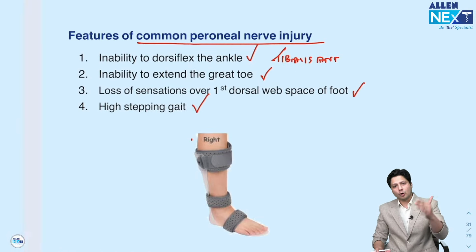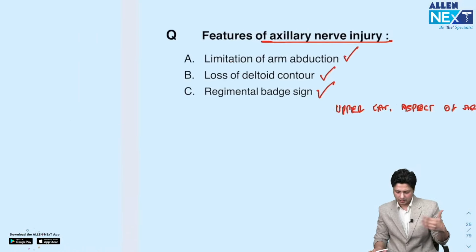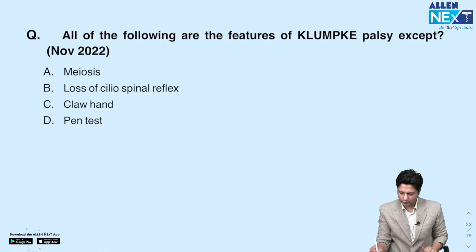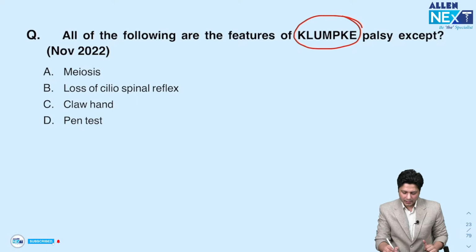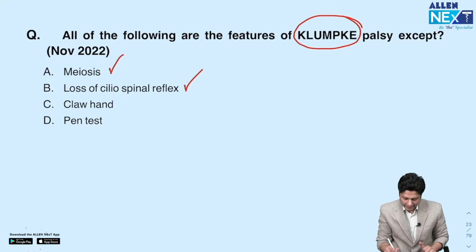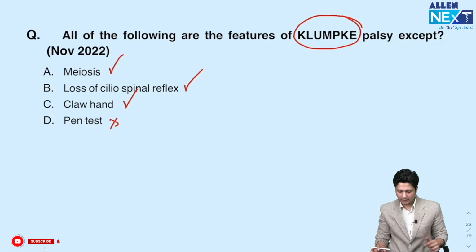So if you go back to the questions which were asked previously, like all of the following are the features of Klumpke palsy, now you will be able to answer it very easily. Like miosis, yes, it is a feature. Loss of ciliospinal reflex, yes, it is a feature. Pen test obviously is not a feature. Claw hand is a feature of Klumpke's palsy.